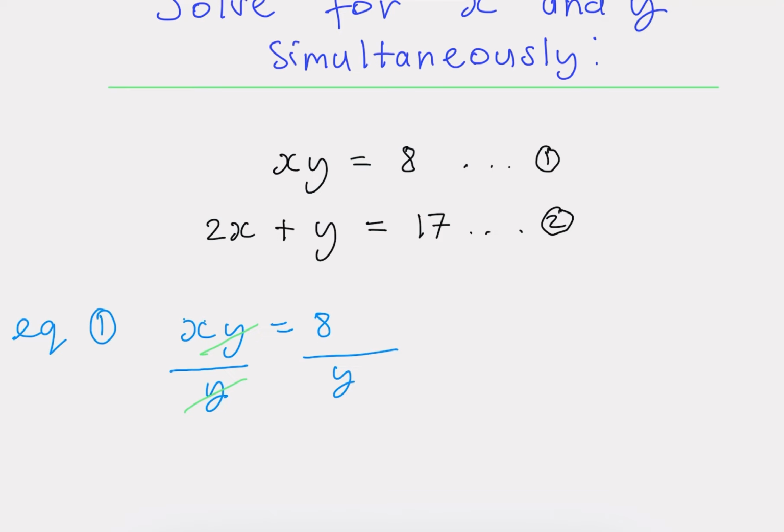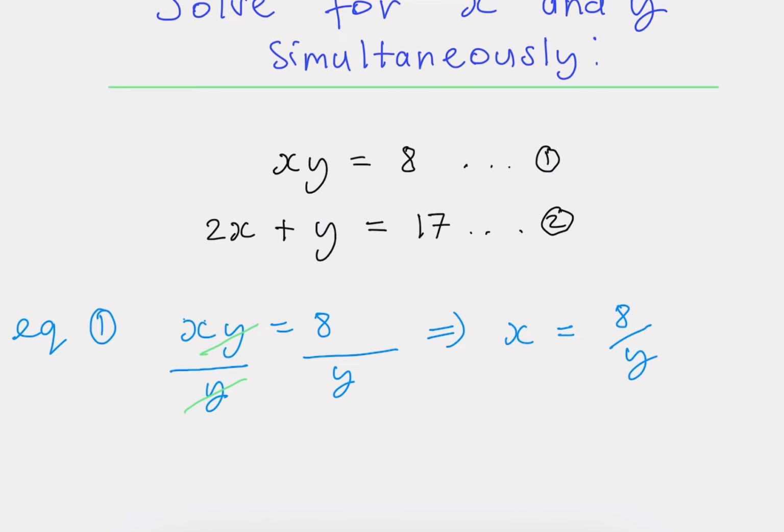On the right hand side of the equation you've got 8 divided by y. So this implies the following. We take equation 1 and solve for x basically by dividing both sides of this equation by y. Now we end up with x is equal to 8 divided by y.